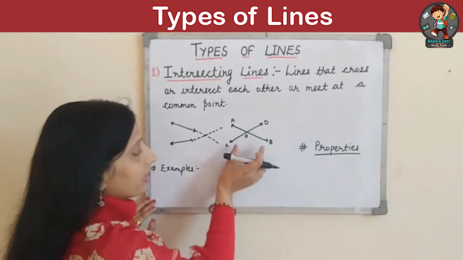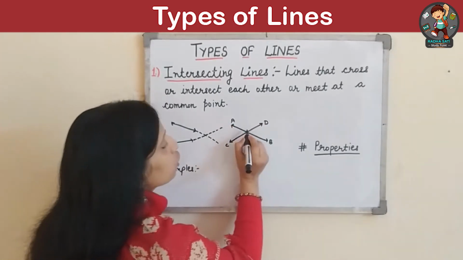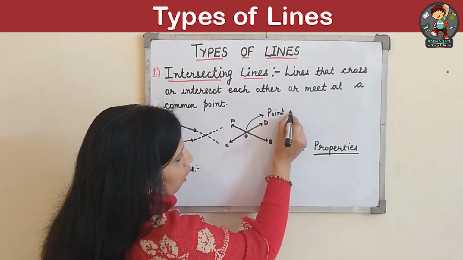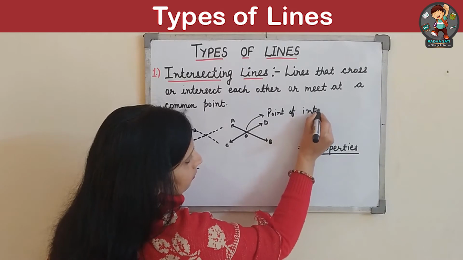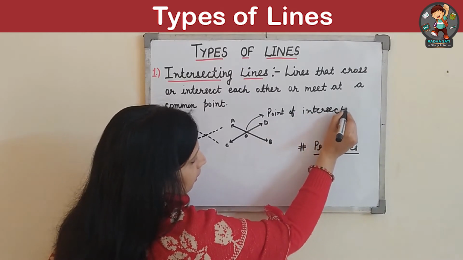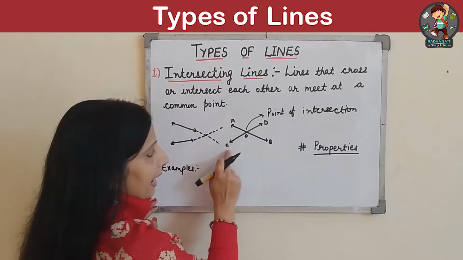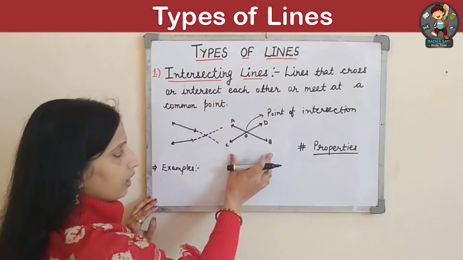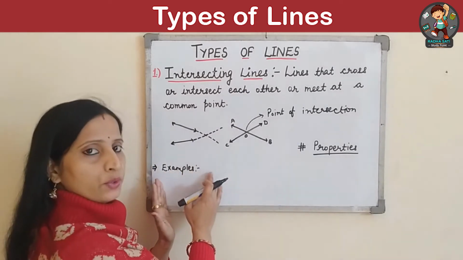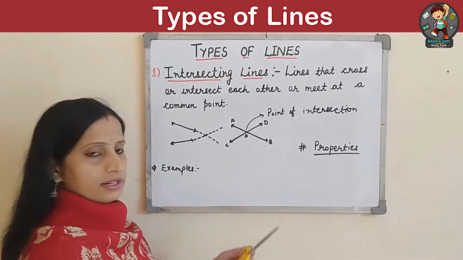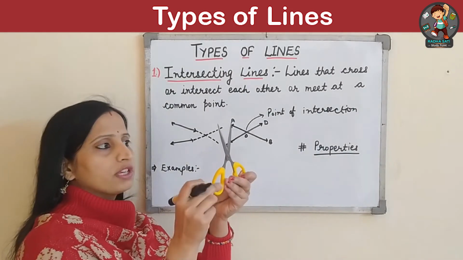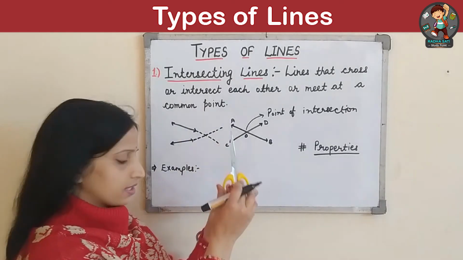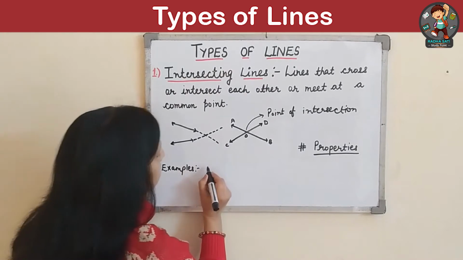Then the point where these lines cross each other is known as the point of intersection, and the lines AB and CD will be known as intersecting lines. For example, in real life you can see many things. Take this scissor. The arms of the scissor, here are two arms, are also an example of intersecting lines. So the first real life example we can see is scissors.